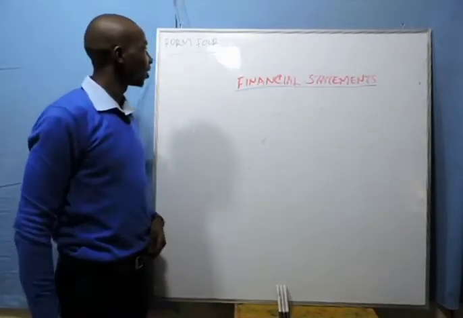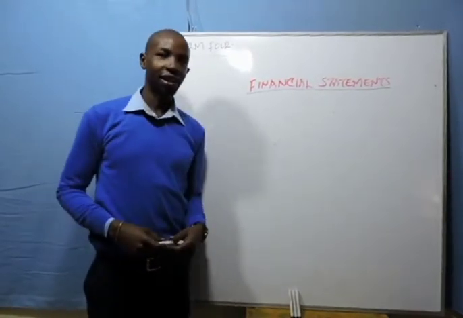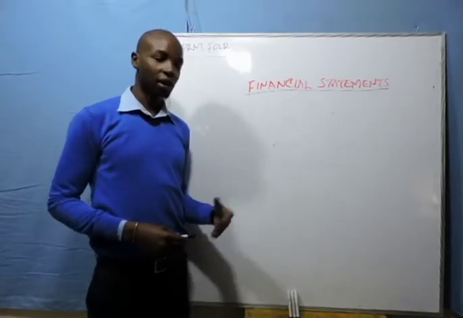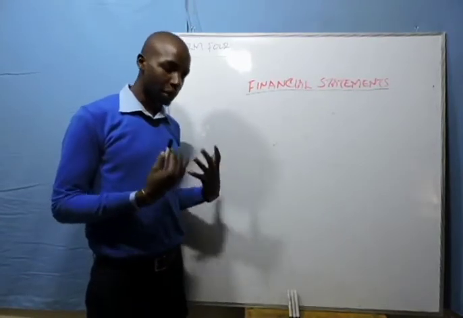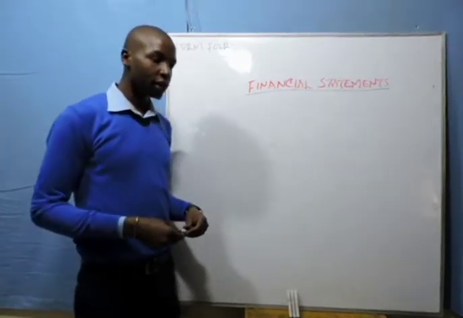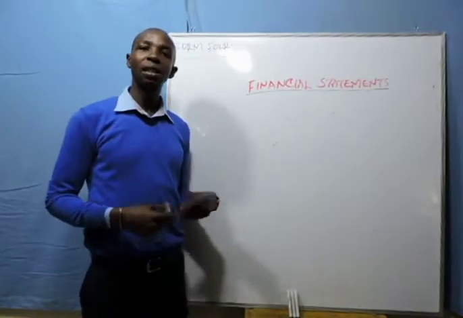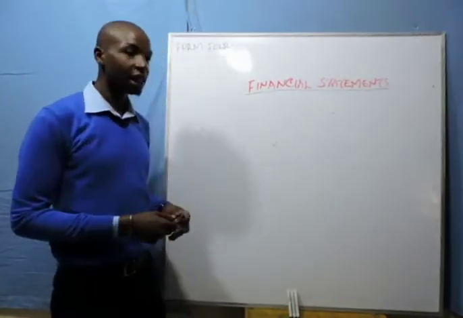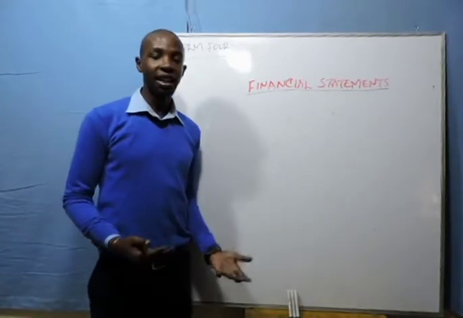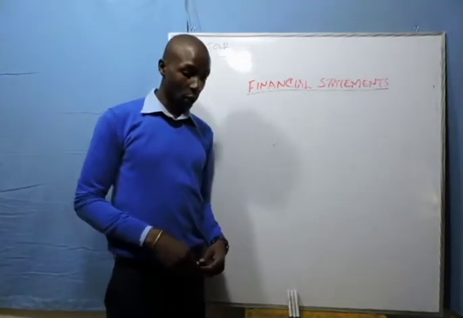Hello students, today I want to take you through financial statements. Hope you are all fine and welcome. So financial statements are things that are prepared at the end of a business period. A business period may be 1 year, 6 months, 3 months, 5 years. It depends with individual business. It can even be within a day. For example, those who sell groceries may decide to do it in a week.